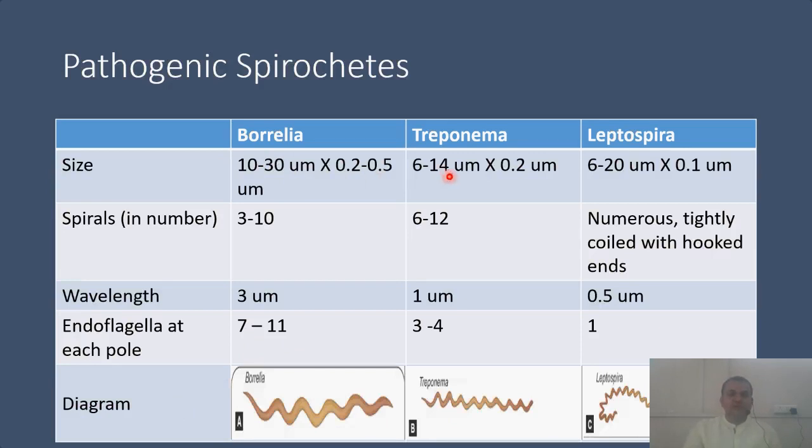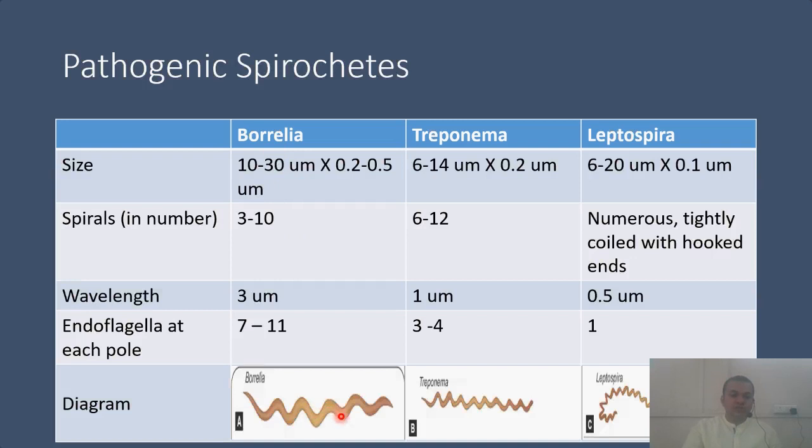The treponemes are 6 to 14 micron in length with 0.2 micron thickness, and Leptospira are 6 to 20 micron in length. They may be slightly longer than the treponemes, but they are the thinnest of the spirochetes, with only 0.1 micron thickness. The spirals, depending upon the length, are 3 to 10 in number in Borrelia.